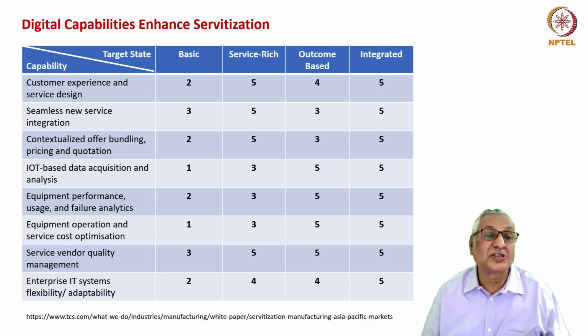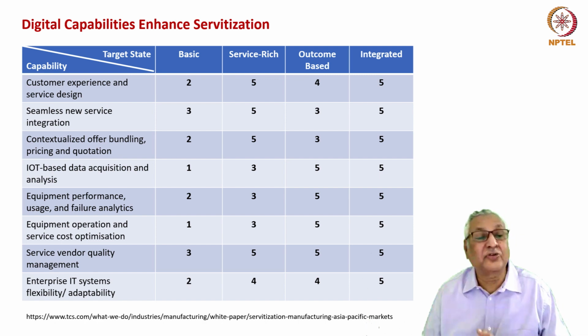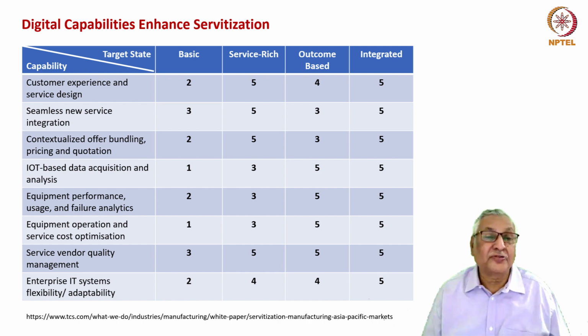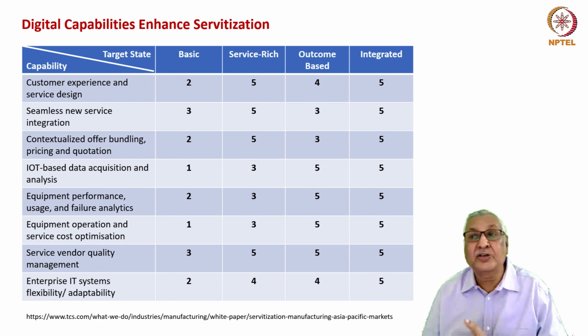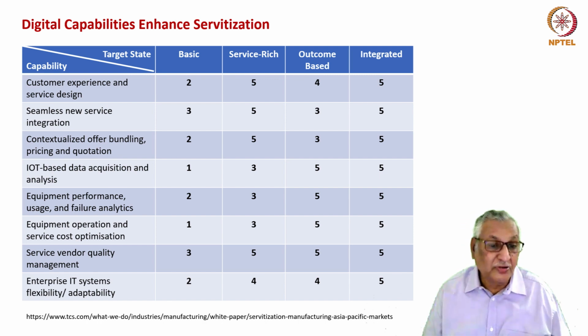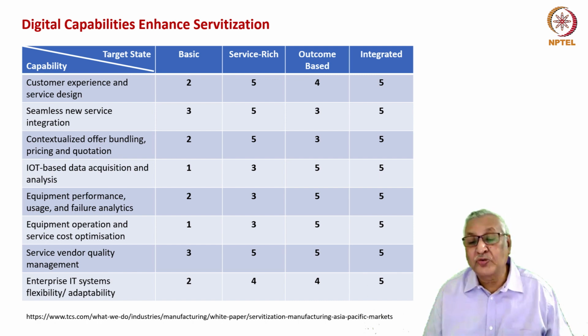If you want to have seamless integration of new services, you need to have 3, 5, 3, 5 as the competency levels. If you want to have contextualized offer bundling, pricing, and quotation, the expectations are 2, 5, 3, 5. If you want to have IoT based data acquisition and analysis, 1, 3, 5, 5. Equipment performance, usage, and failure analysis, you require levels of 2, 3, 5, 5. If you require equipment operation and service cost optimization, the requirements are 1, 3, 5, 5. If you require service vendor quality management, 3, 5, 5. And if you require enterprise IT systems flexibility, adaptability, it is 2, 4, 4, 5.